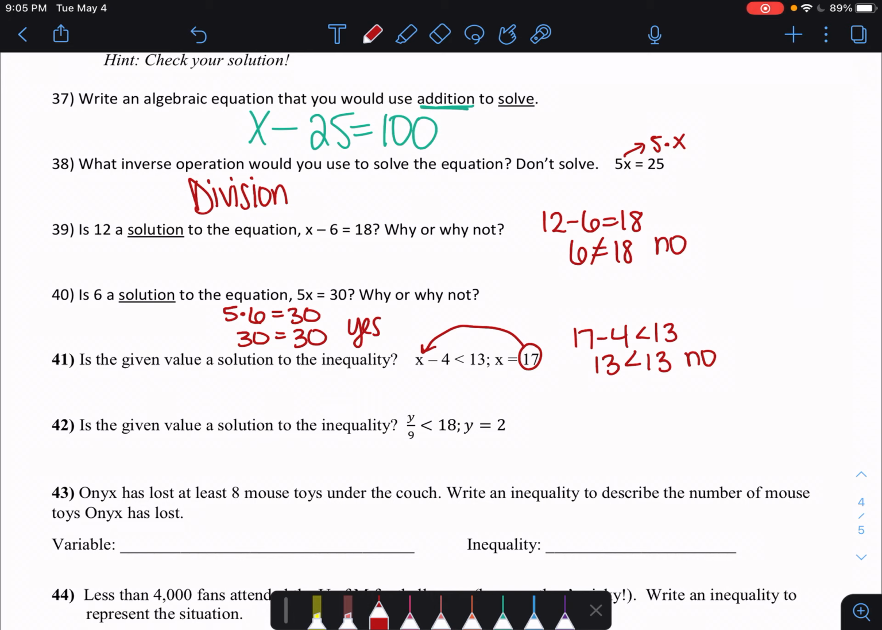Number 42, I'm going to take 2 and put it in for y. So 2 over 9 is less than 18. 2 divided by 9 is 0.2 repeating, and that is less than 18. So I'm going to say yes.